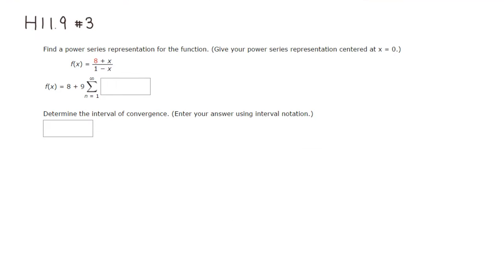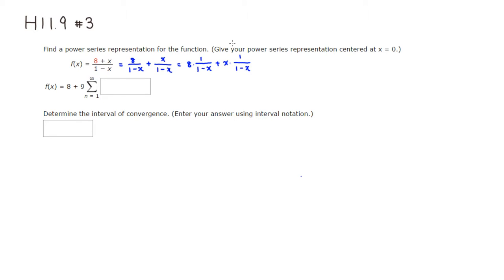First thing I would do is split this into two parts: 8 over 1 minus x, and a plus x over 1 minus x. Then we can pull 8 out so that it's 8 times 1 over 1 minus x plus x times 1 over 1 minus x.